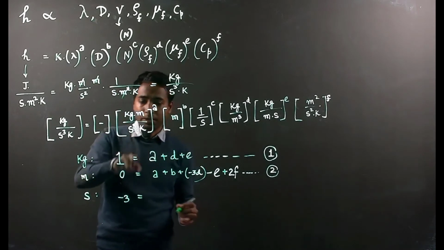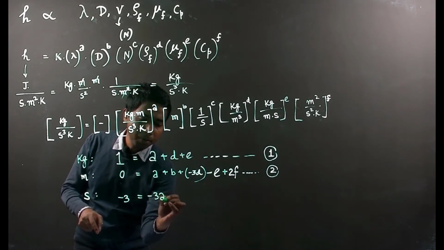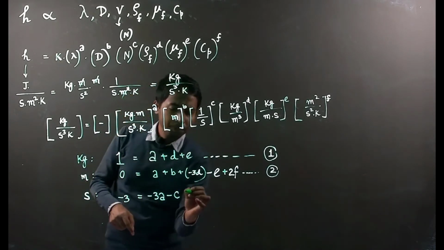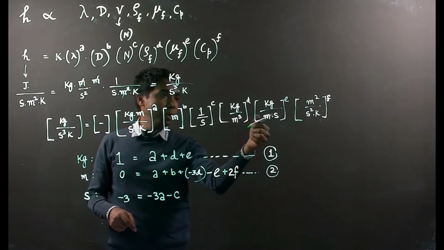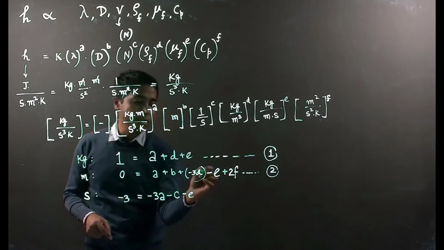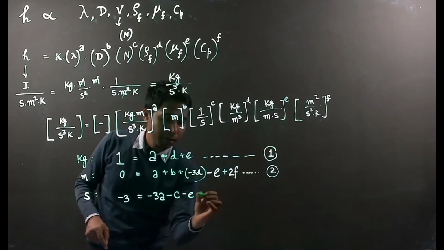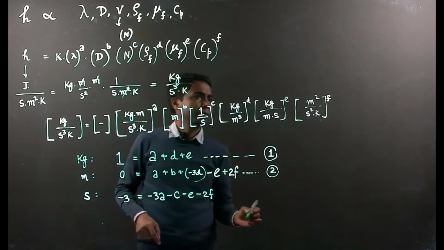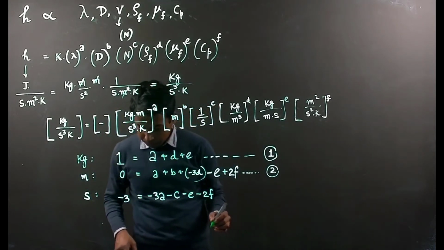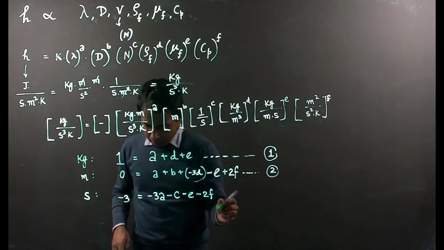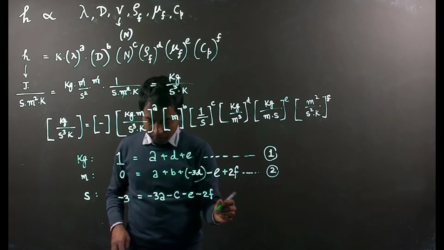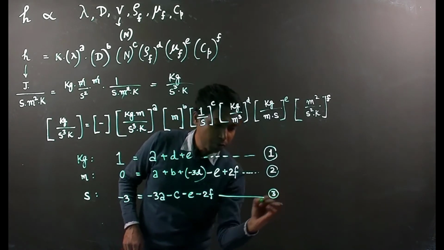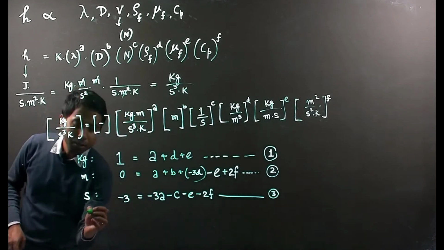Right hand side here is minus 3a from the first term, then nothing, then I have minus c from the velocity term, then nothing from the density term, but there is 1 minus e from the viscosity term, and finally we have minus 2f from the specific heat term. So let's call this equation number 3.